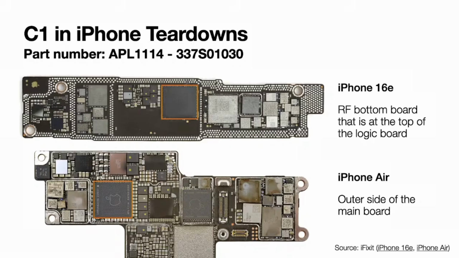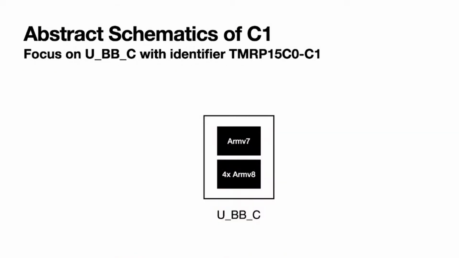We can begin looking at the actual hardware architecture of the C1 basebands. iFixit did some teardowns, and there you can identify the baseband chips. They have the part number APL1114, and their own SoC, and they are positioned at different angles on the logic board. Based on some sources, we can also reconstruct the abstract schematics of the C1 chip in the iPhone 16e. We think the chip itself hosts at least one ARMv7 core and also 4 ARMv8 cores.